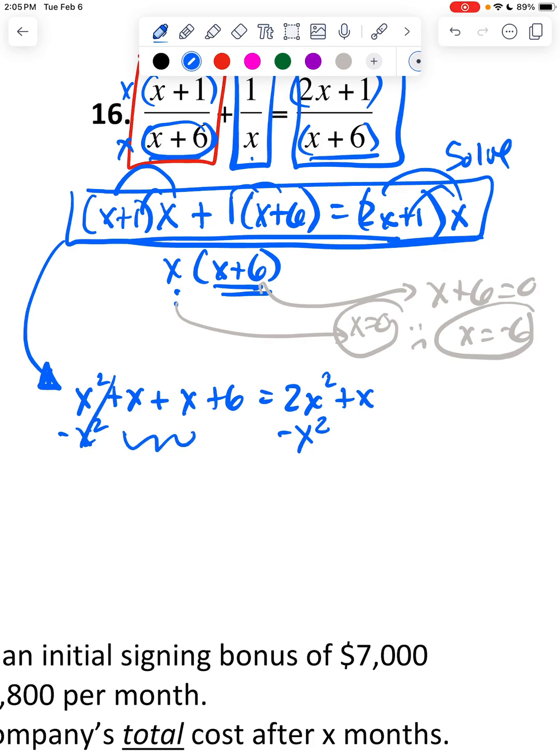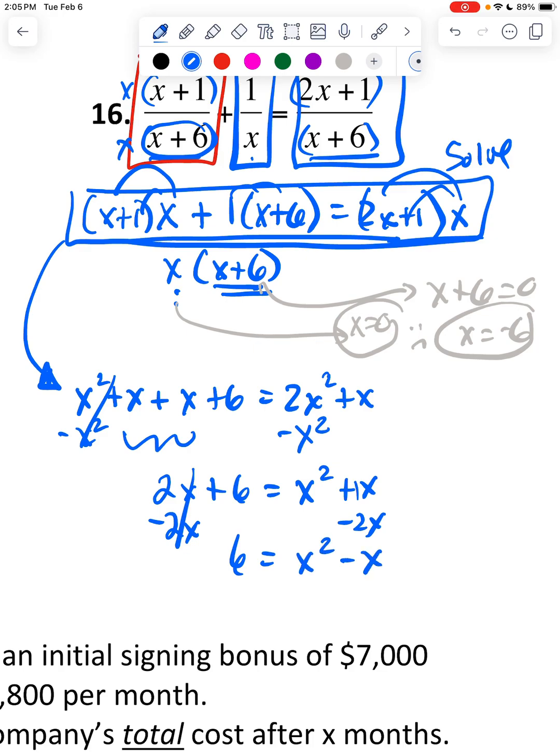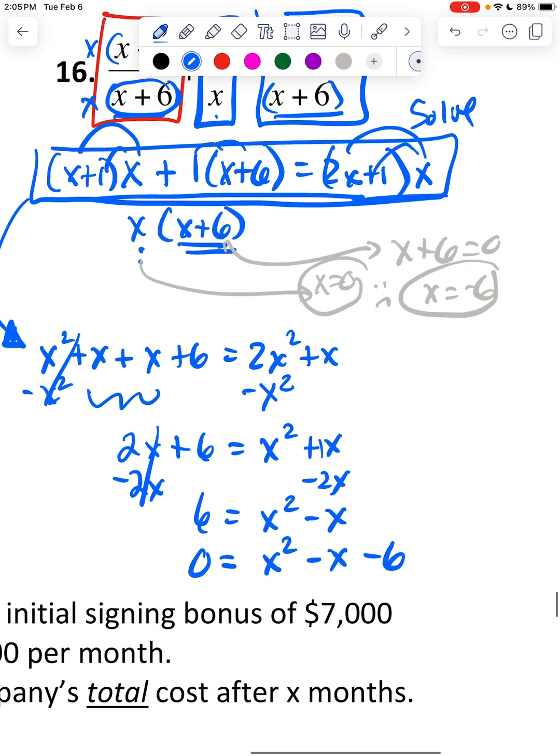These two can actually go together and just be 2x plus 6. Here, 2x squared minus x squared is going to leave me with just one of them. I'm going to take these two over here because I'm trying to get it equal to 0 so I can factor it. 1 minus 2 is negative 1x. And then I'm going to take away the 6. So I have x squared minus 1x minus 6.